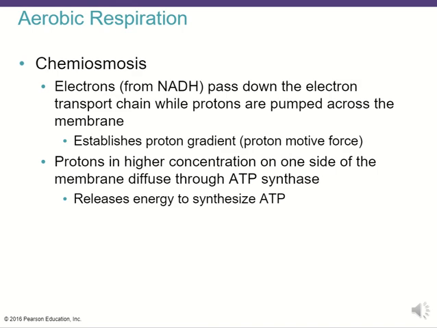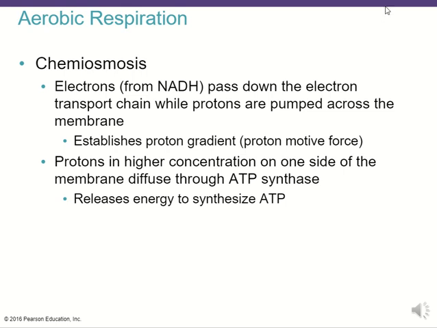Aerobic respiration continued. It involves chemiosmosis, where electrons from NADH pass down the electron transport chain while protons are pumped across the membrane. This pushes protons from an area of low concentration to an area of higher concentration, thus going against the gradient, which helps form a proton motive force later on, where protons can then transfer back in and combine with that electron and oxygen to form water.